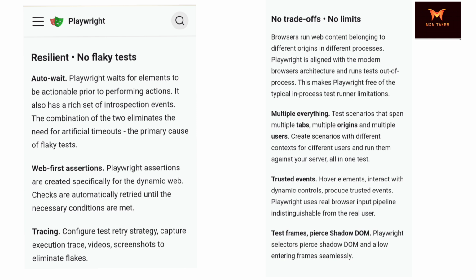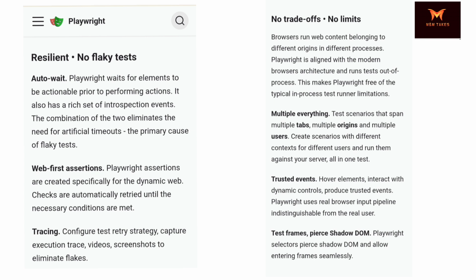So next one is web first assertions. Web first assertions in Playwright are designed with the reality of how web pages work. Things like loading times, animations, or data fetching can make elements appear or change state dynamically. In short, we can say Playwright assertions are very smart and patient. They wait for the expected conditions before deciding if the test should pass or fail.